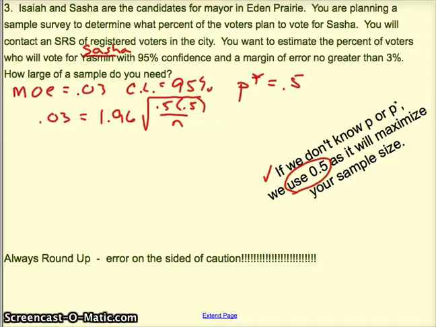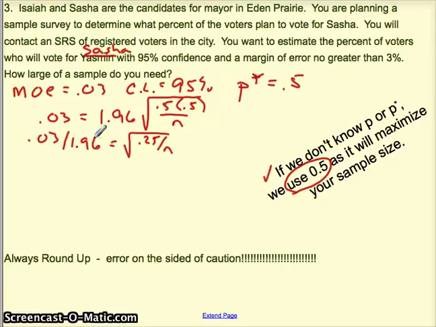I'm going to divide both sides by 1.96. And when I do that, I end up with, on the left, 0.0002343. On the right, I have the square root of 0.5 times 0.5, which is 0.25, over N. Well, I'm trying to get to N, so I'm going to, whoops, I didn't do that right. Let's do this, sorry. This is 0.03 over 1.96.